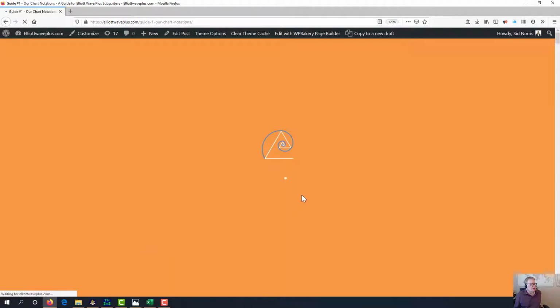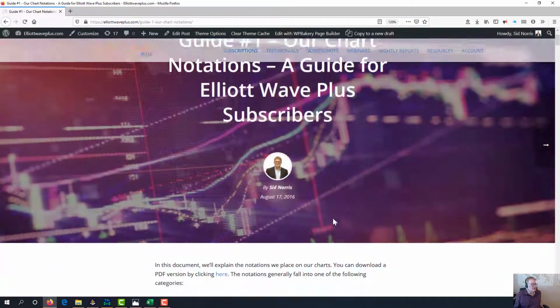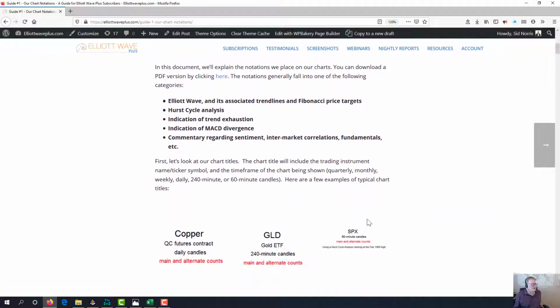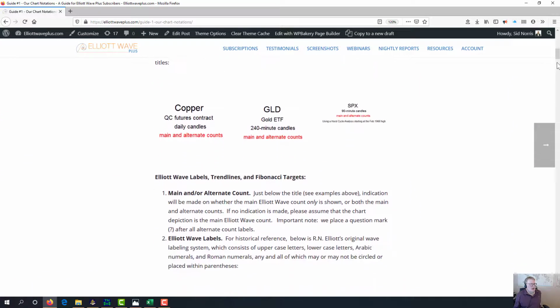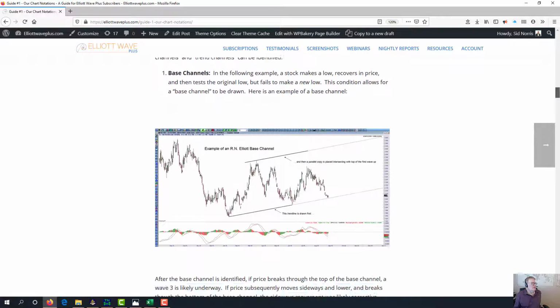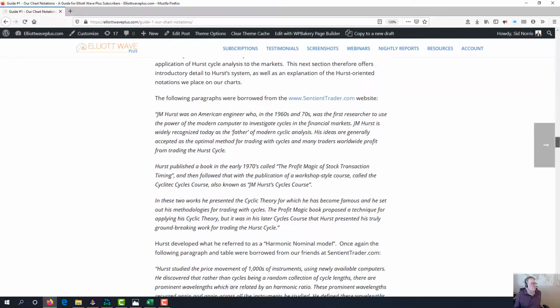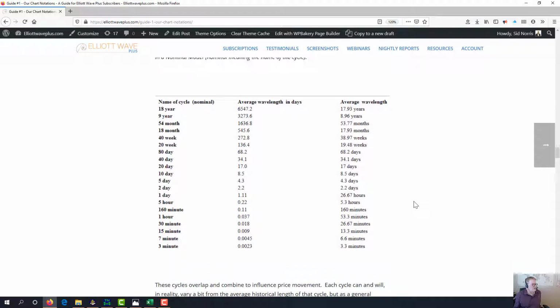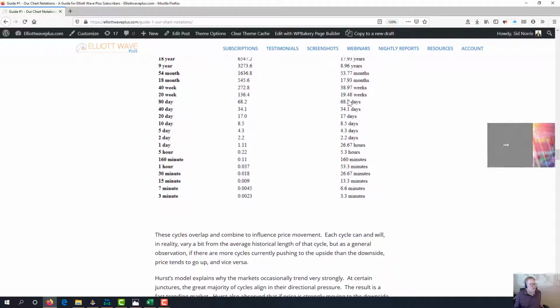Because I use Hurst cycle analysis in addition to Elliott Wave, I have some specific notations that I use for Hurst cycles.